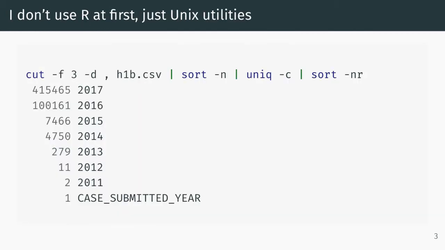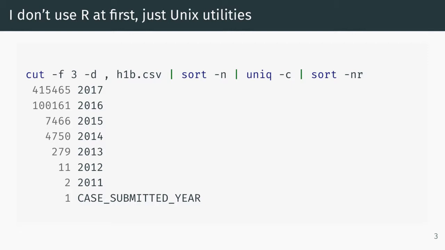And I should preface this by saying that I don't start out when I'm getting data into R. I don't use R at first. I just use Unix utilities. So here's an example. This is an example of a Unix pipe.